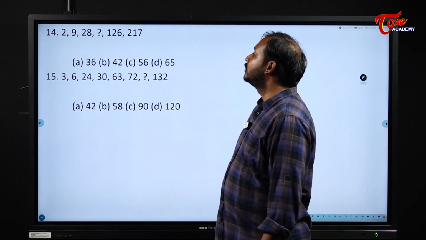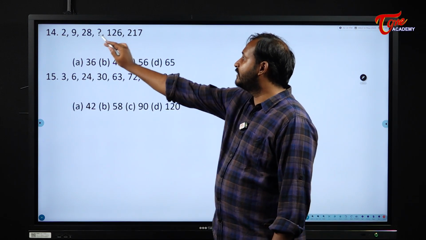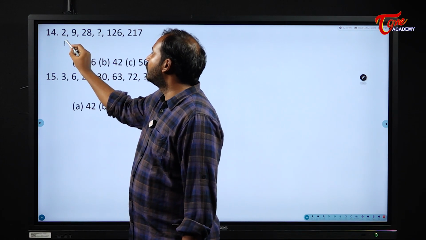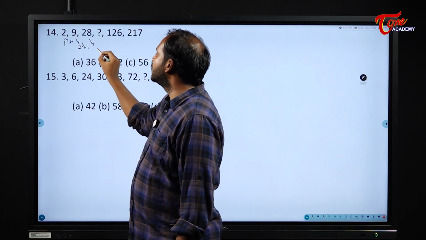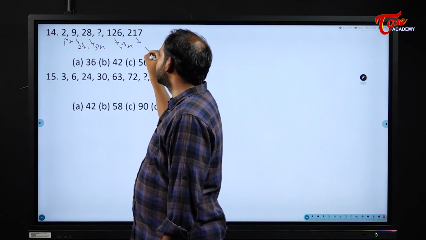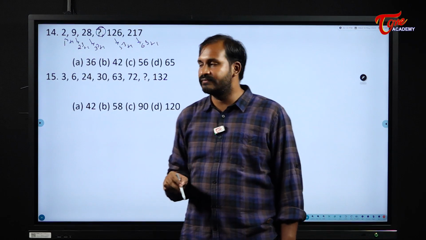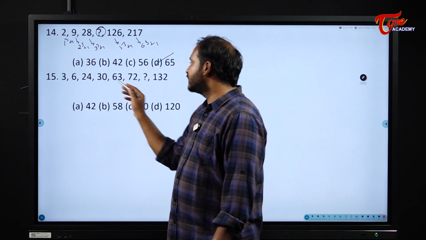Okay, next one. 2, 9, 28, 126 and 217. Please try to pause the video and solve this one. See here, students, if you observe carefully, what are these? 1 cube plus 1, 2 cube plus 1, 3 cube plus 1, 5 cube plus 1, 6 cube plus 1. So what is the only thing which was left for us? 4 cube plus 1, which is equal to 65. 65.